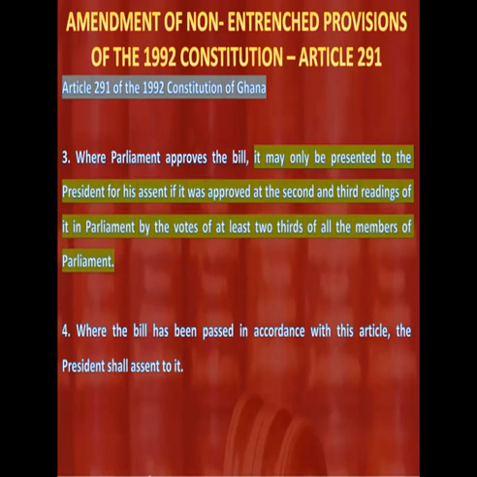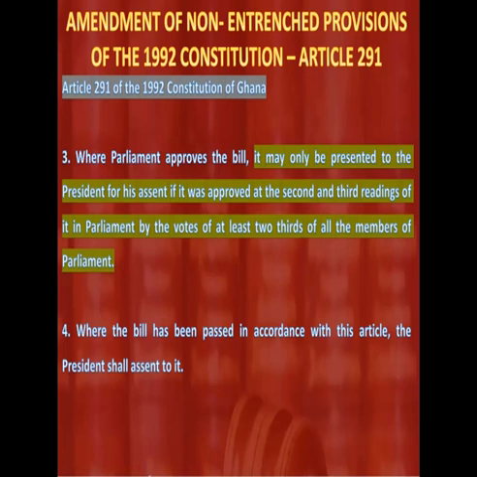If the advice comes and they say, go ahead, then what happens? The bill has to go to the second and third readings in Parliament. And the Constitution, Article 291, clause 3, is saying that the bill shall be deemed to have been approved if at the second and third readings, at least 2/3 of the total membership of Parliament vote that the bill should be approved.